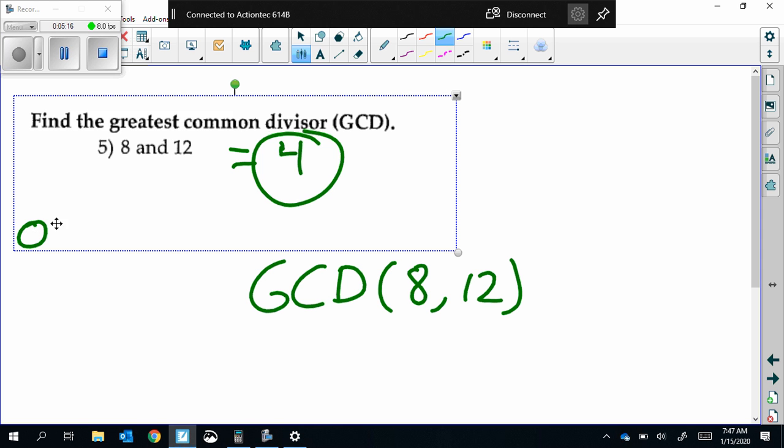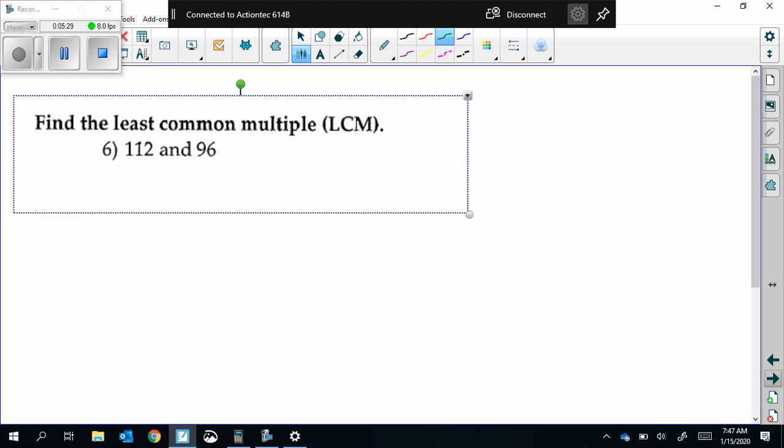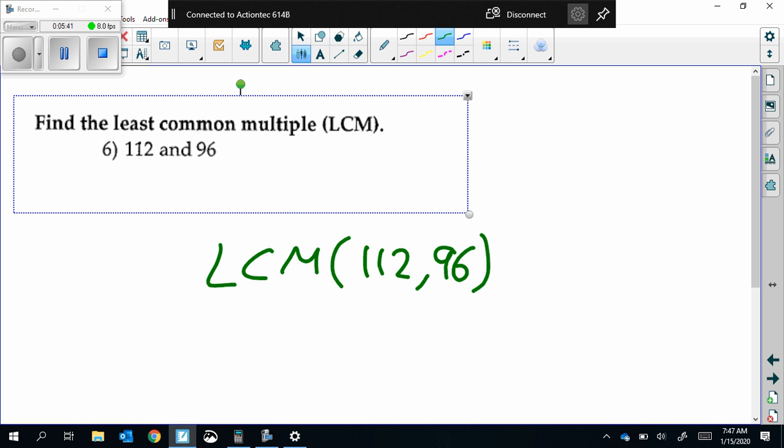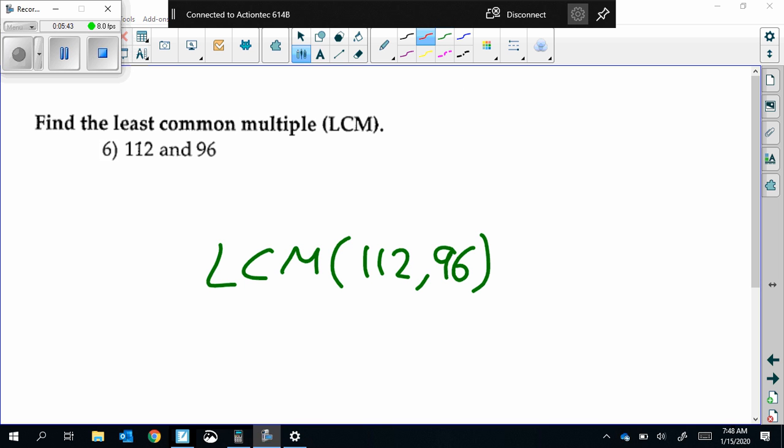That's an option, number. Then you scroll over until you see GCD. Right next to GCD, there's an LCM button. You do the exact same thing. And in your calculator, you type LCM 112, 96. And if you put it on your calculator, it'll say 672.